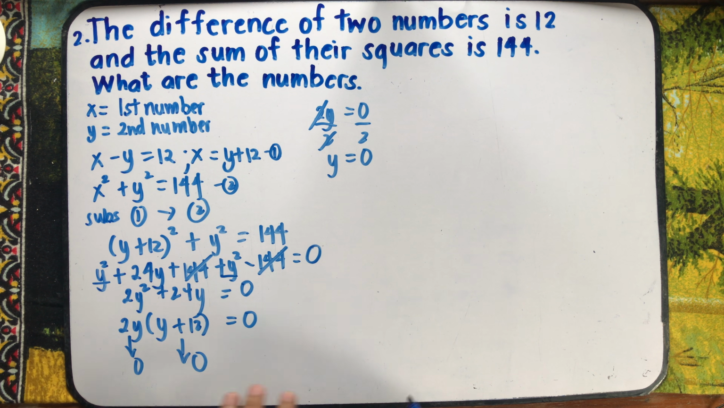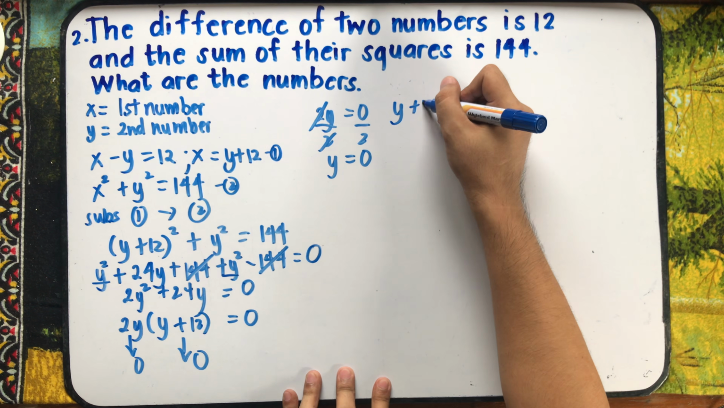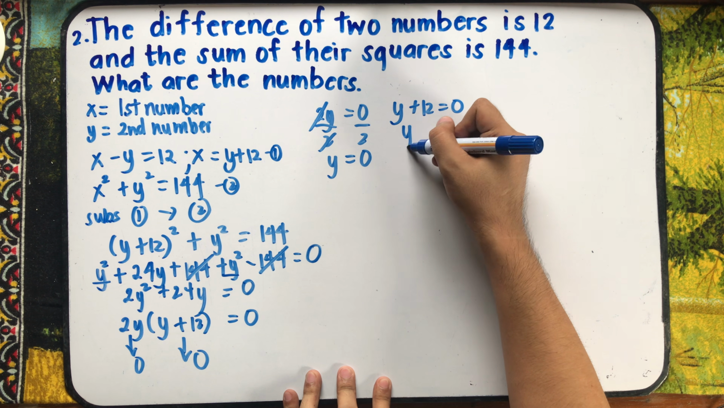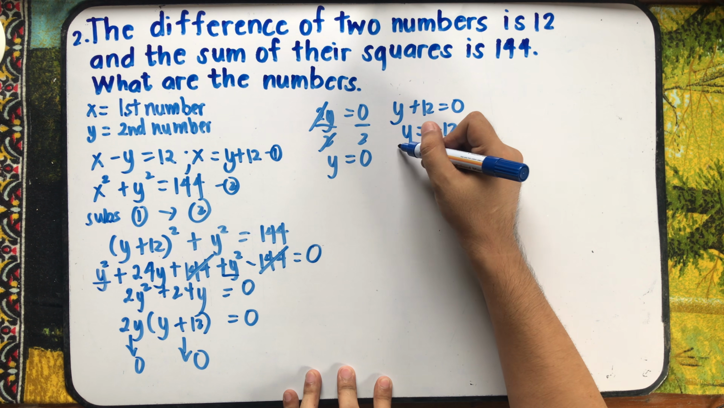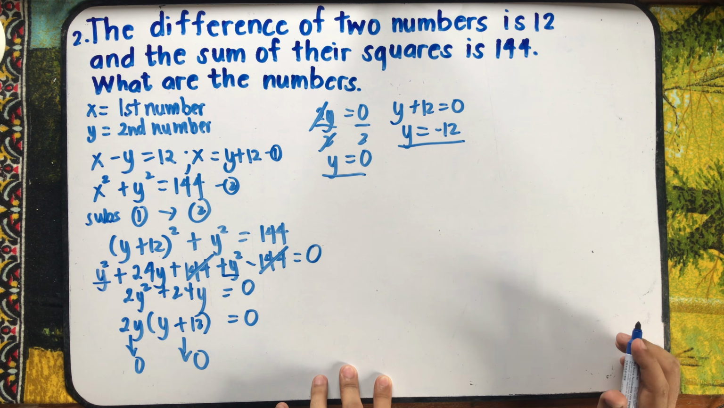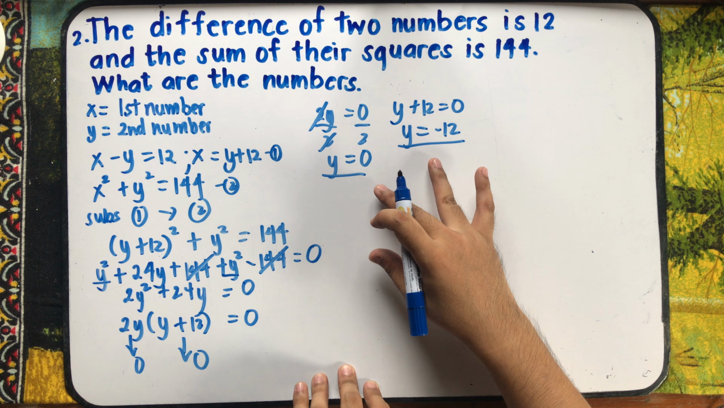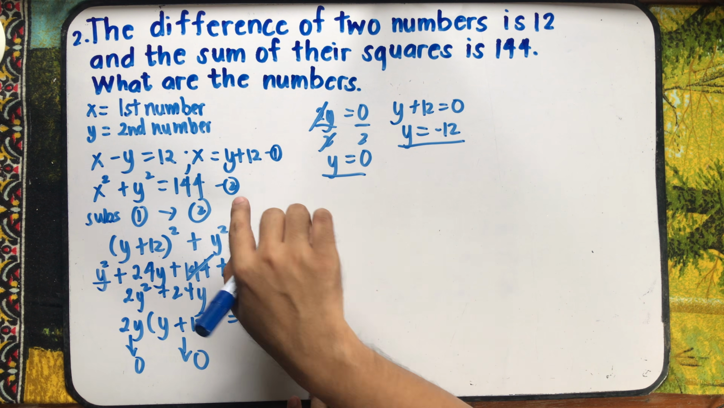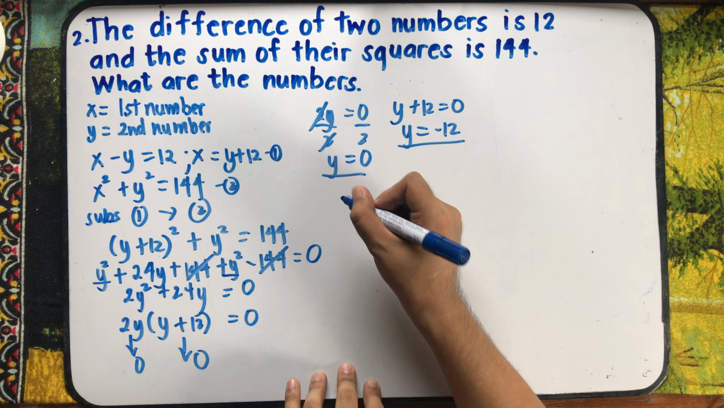Let us now get the other value. y plus 12 is equal to 0. Therefore, y is equal to negative 12. So we now have two values of y. Therefore, we will now substitute these values of y to the equation number 1.